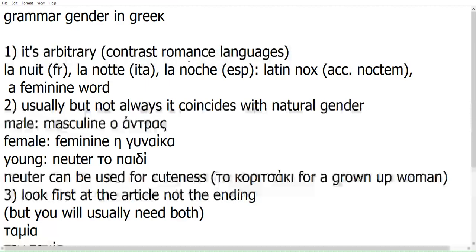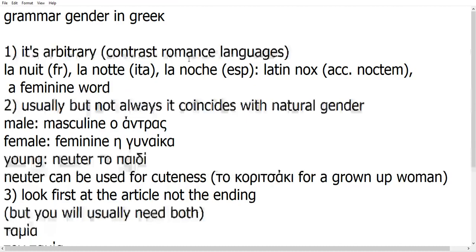So, yeah, the only case in which you can rely on another language to find the gender of a word is if the two languages belong to the same family, like Romance languages. But when you come from a Romance language to Greek, it won't work. Now let's move to the second point.